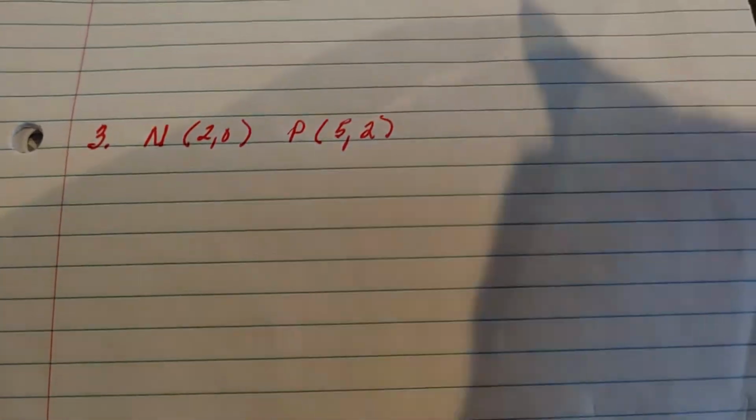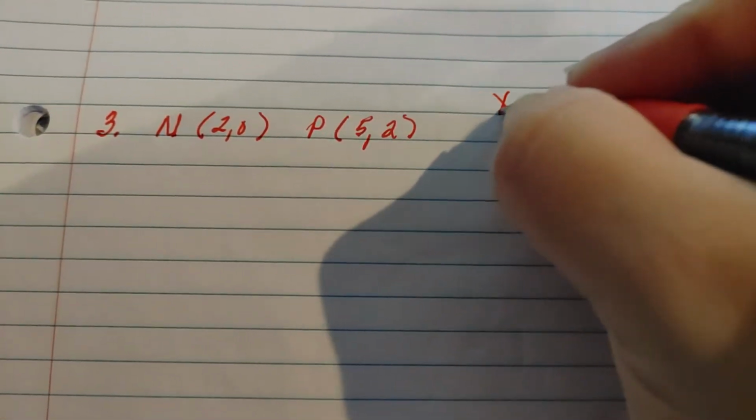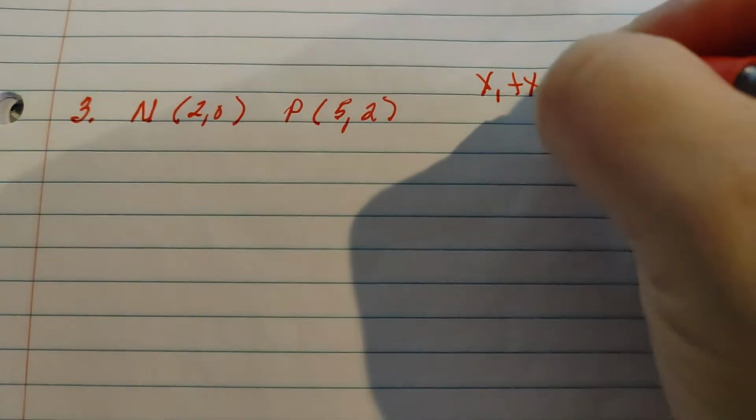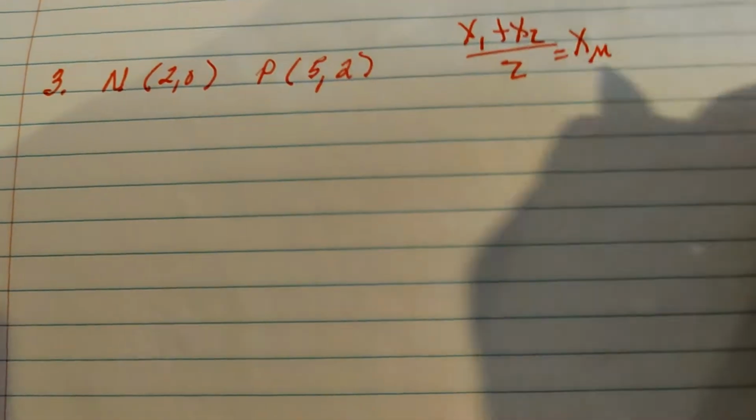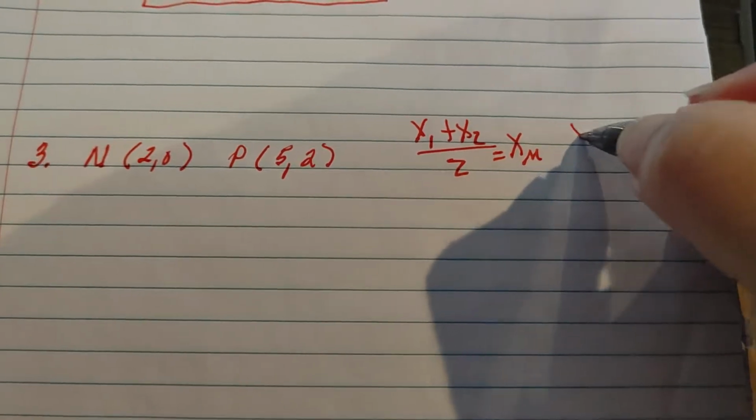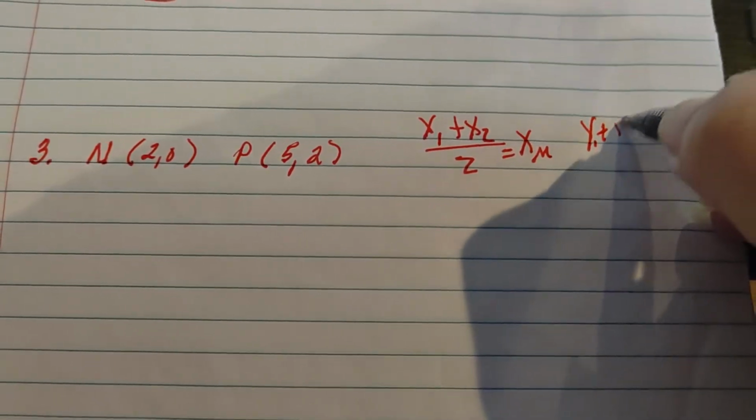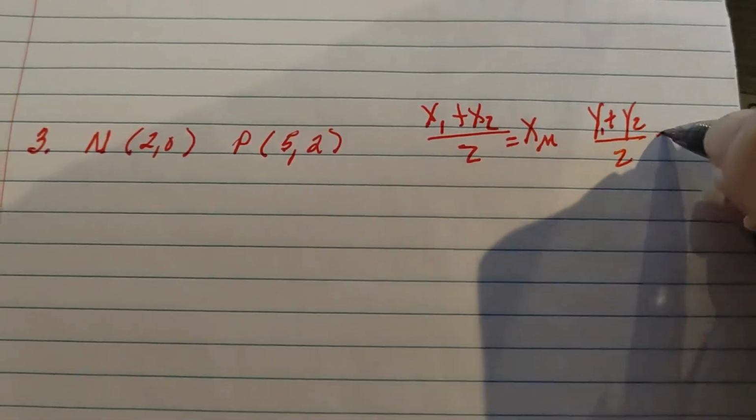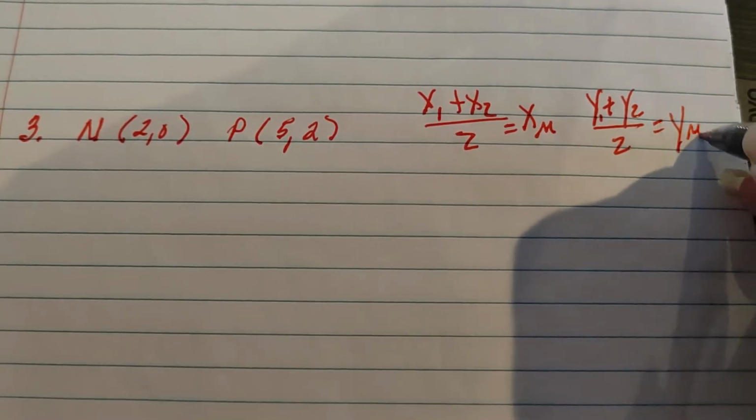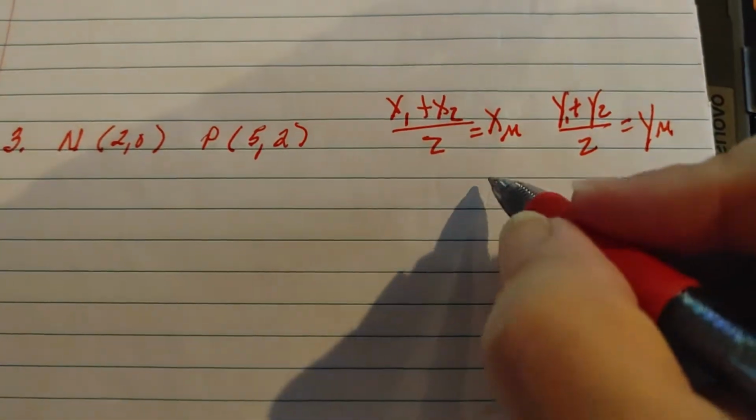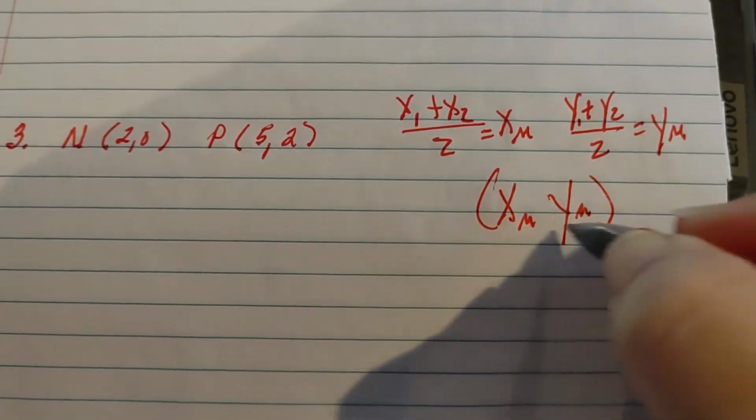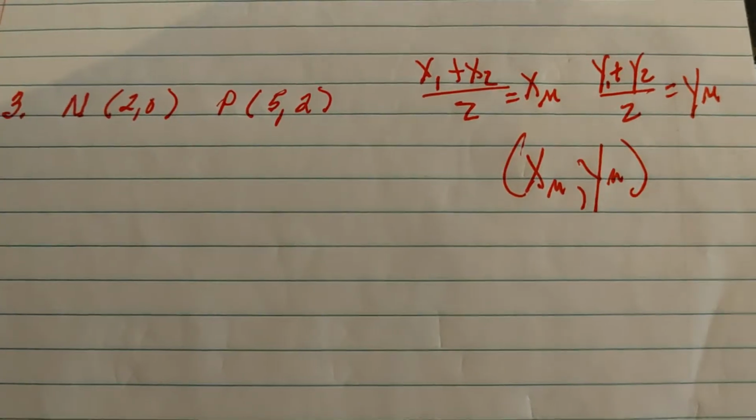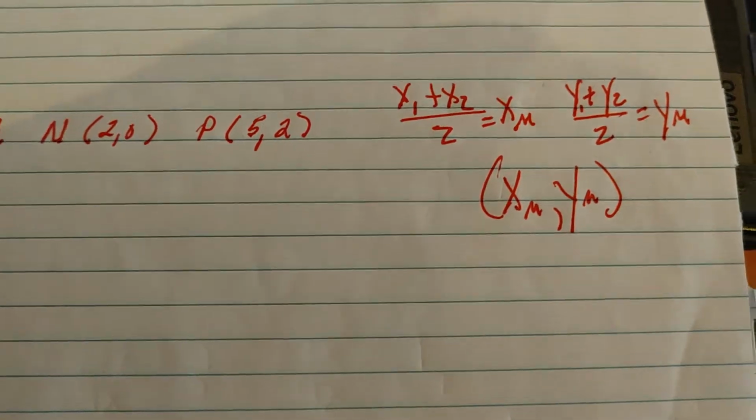The second form is the same formula: x1 plus x2 divided by 2 is equal to the midpoint of x, and y1 plus y2 divided by 2 is the midpoint of our y. And then we're going to have our x midpoint and y midpoint inside of our parentheses.